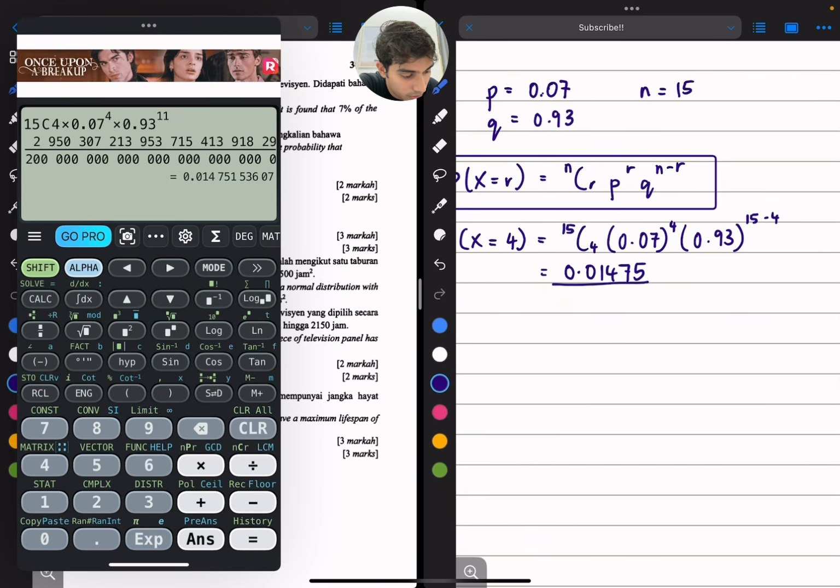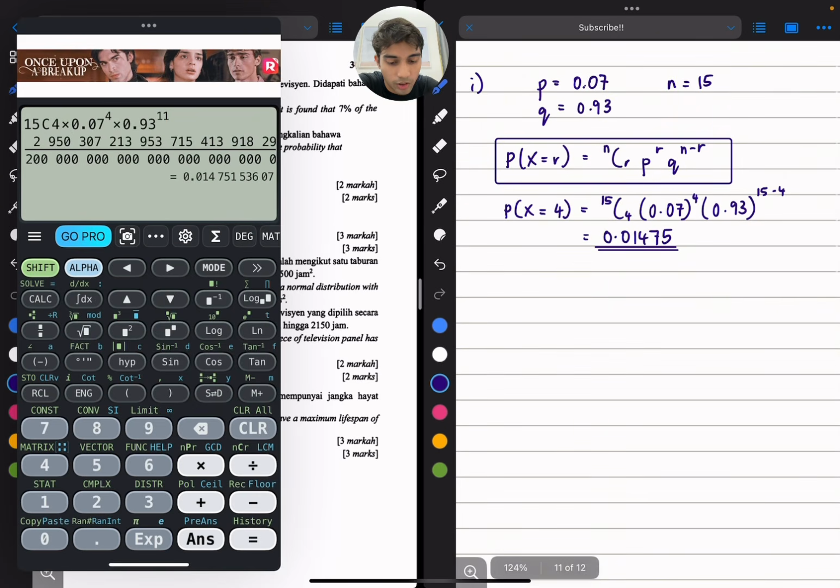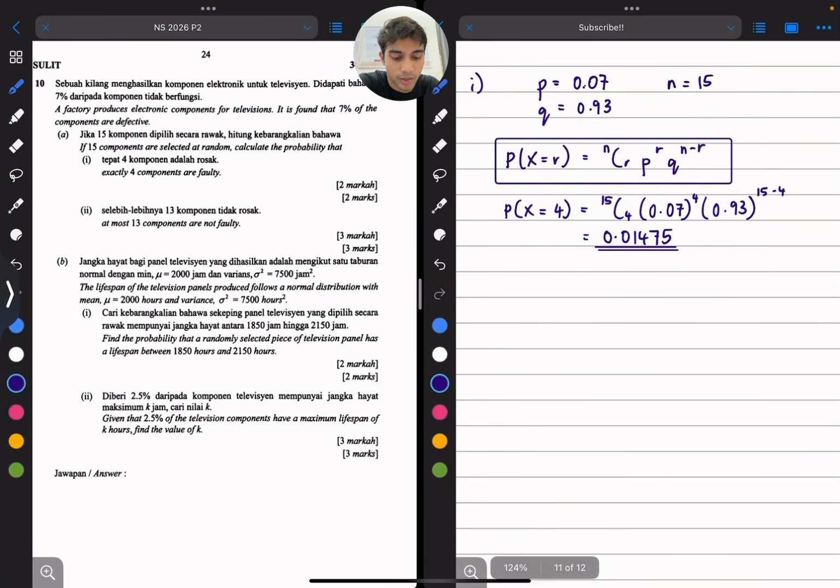0.01475. This is the probability of 4 components being faulty. Since we want to find faulty, our probability of success is faulty.